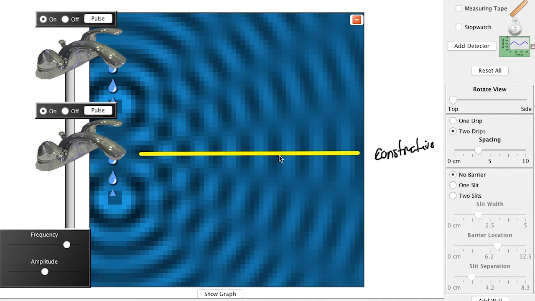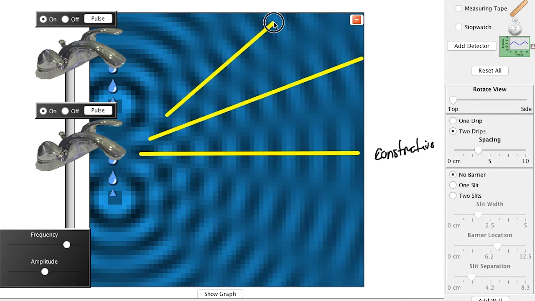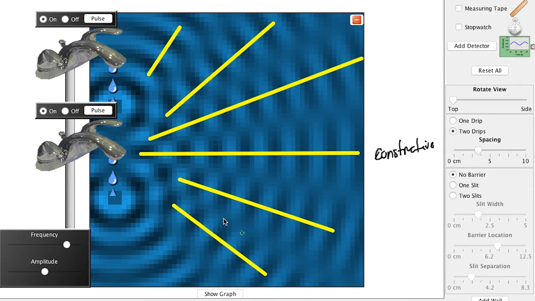If you were in the water, you would always get the crest of both. You would always get the trough of both. And so you'd be bobbing up and down quite violently. The same is true if we were to look at other points. For example, over here is the same situation, over here is the same situation, and over here is the same situation.